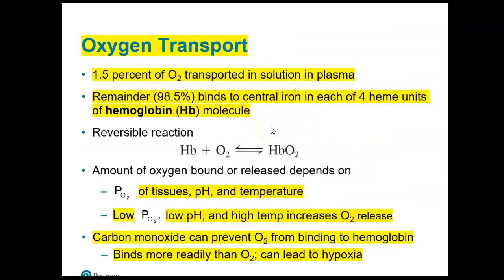Then we have transport of oxygen in the blood. 98.5% of the oxygen is transported attached to hemoglobin. 1.5% of the oxygen gas is transported dissolved in the plasma.